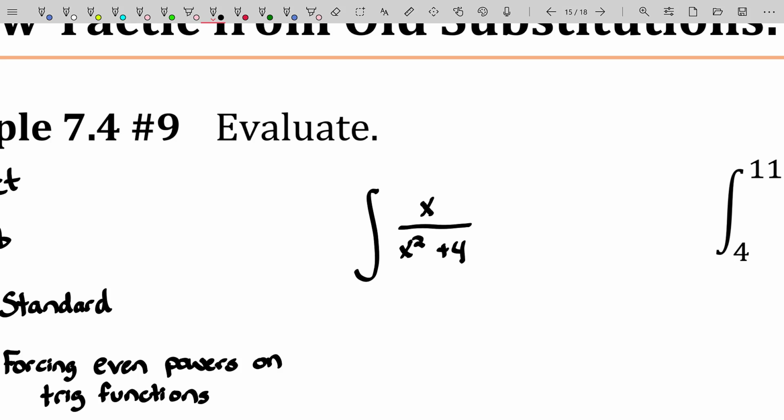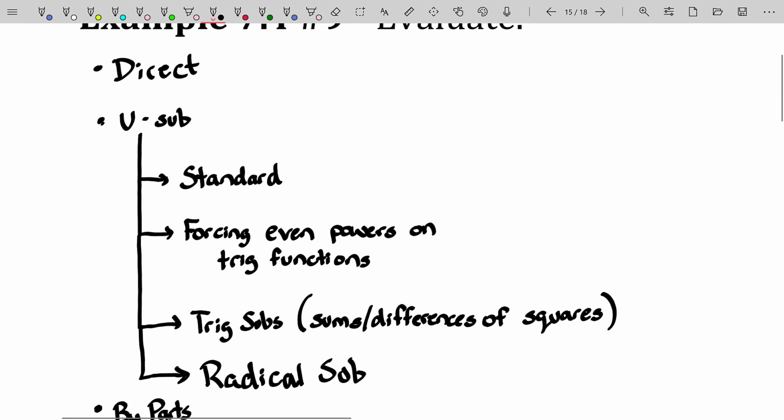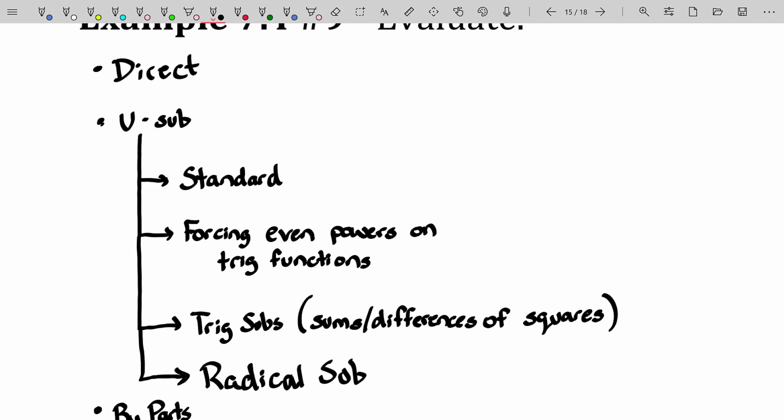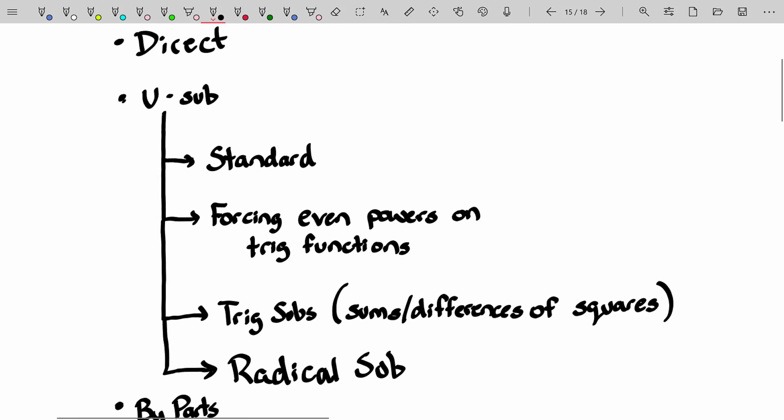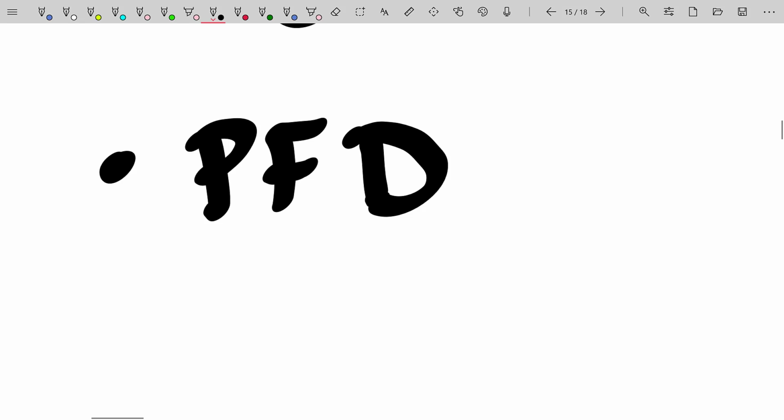So don't just think, well, if I have a sum or difference of squares, I'm always going to use trig subs. That's not the case. And then there's a new type of substitution called a radical substitution that I will focus on in this video. Beyond those specialized substitutions, we also have integration by parts and then partial fraction decomposition, which could be listed as another name in your textbook, possibly like integrating rational functions using decomposition or something like that, but most people call it PFD, for partial fraction decomposition.